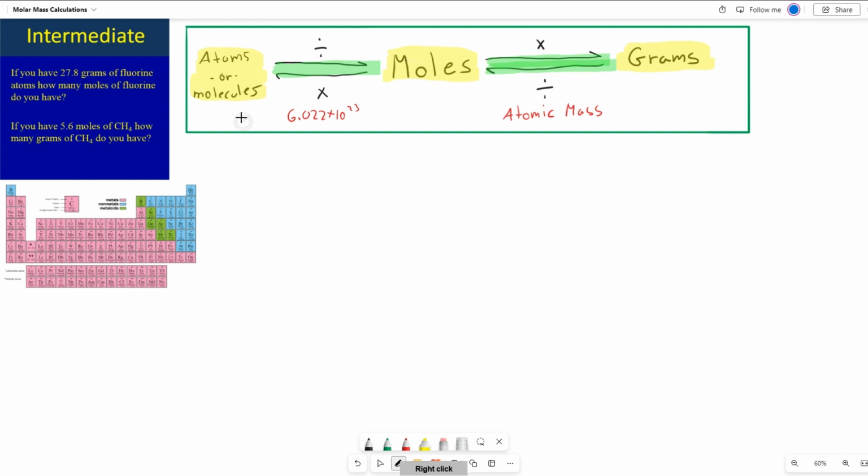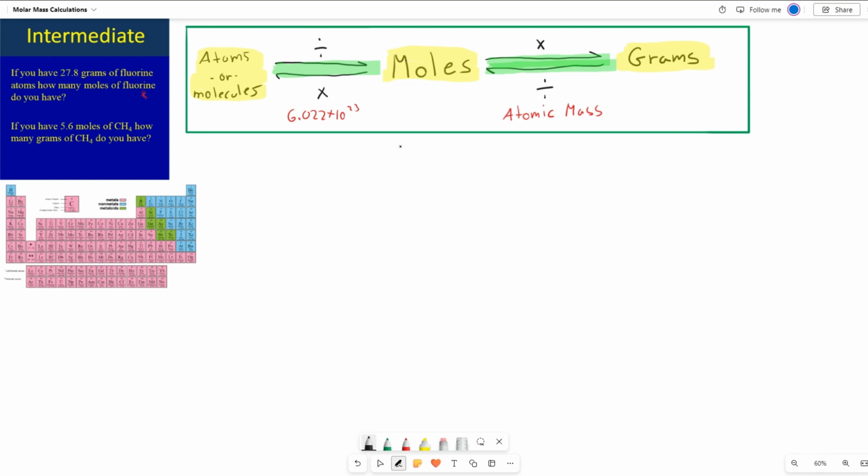And if you have atoms or molecules and you want to get to moles, you're either going to be dividing by or multiplying by Avogadro's number. So while we're doing these problems, we'll check with this chart and make sure that the chart is telling us to do the correct thing. So the first problem says that if you have 27.8 grams of fluorine atoms, how many moles of fluorine do you have?